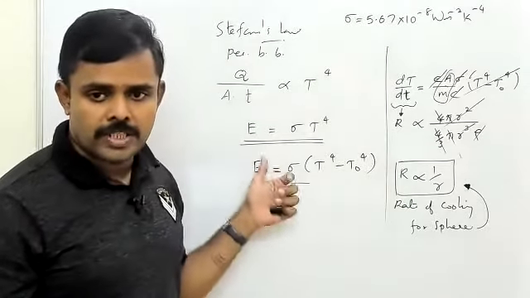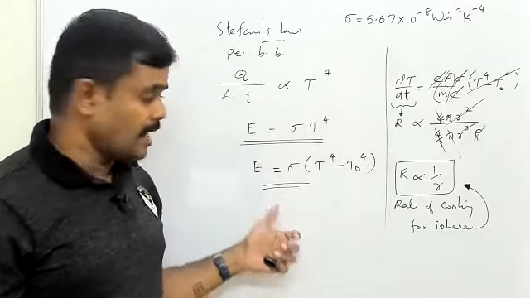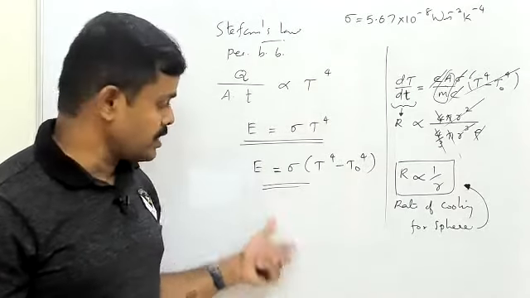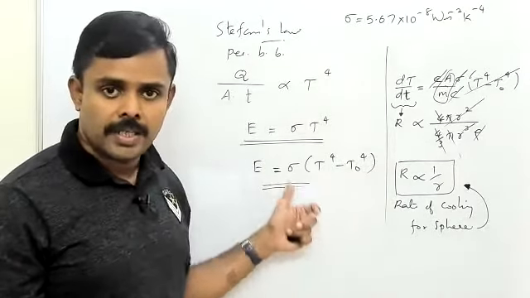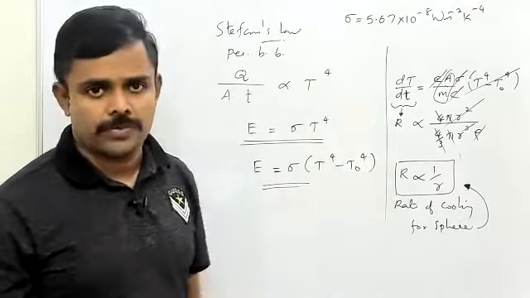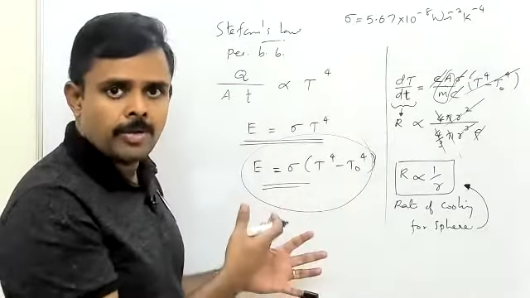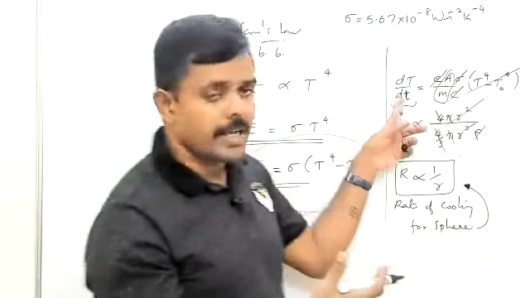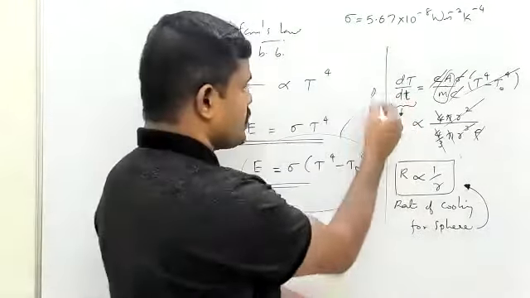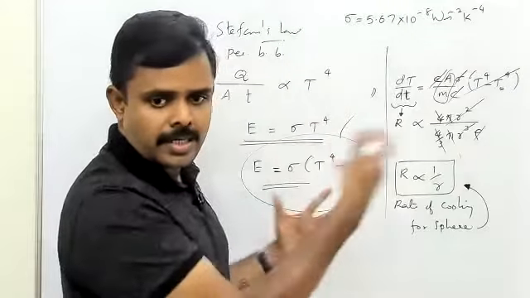E is sigma into T raised to 4 in normal cases. And if atmospheric temperature is taken into consideration, E is equal to sigma into T raised to 4 minus T0 raised to 4. And if you modify this equation, if you do a little bit of mathematics over here, you're going to get something like this. Actually, this is derived from this. They are interconvertible anyway.